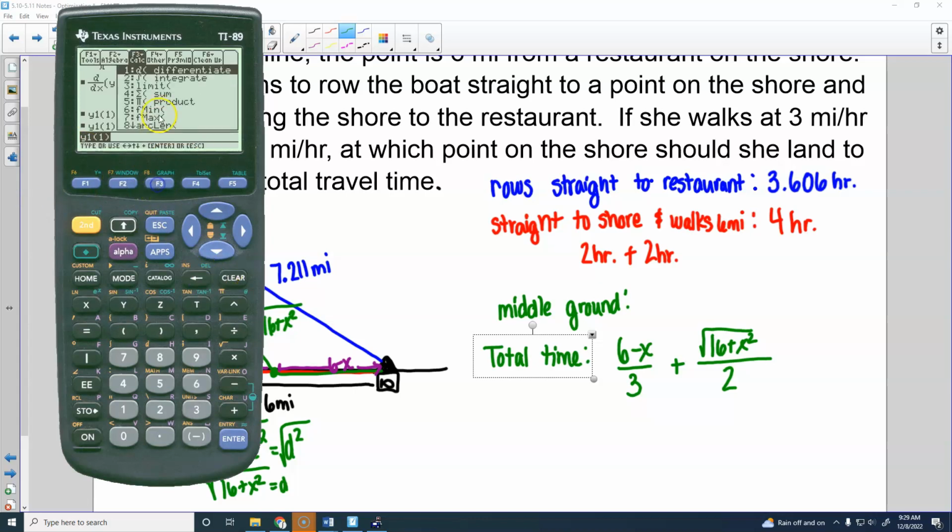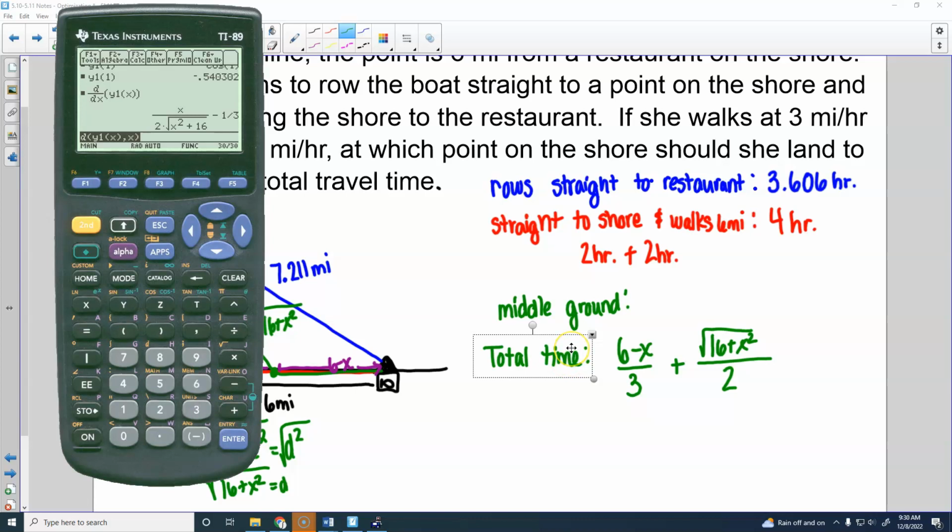All right, so if we take our derivative, you can do Y1 parentheses X, closed parentheses. So you got to do Y1 of X. And then you got to do comma X. Derivative is F3. Do F3, I think it's the first one there.